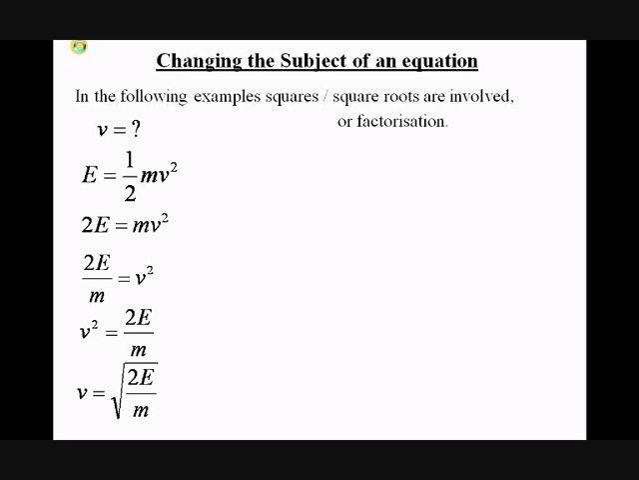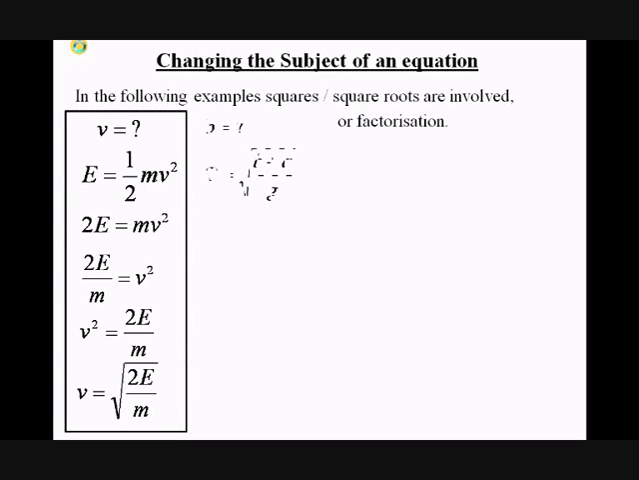Let's have a look at the next one. This one's got a square root sign already, and we want to make b the subject. The first thing we have to do is get rid of that square root sign, and we do that by squaring both sides. So t squared, obviously, is equal to the square root of something squared, which gives you what's in the square root sign, which is b plus a over g. So off I go with this.